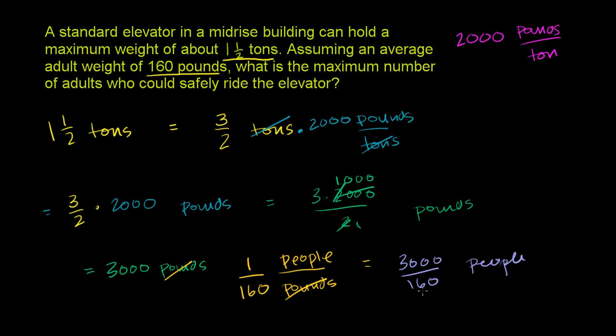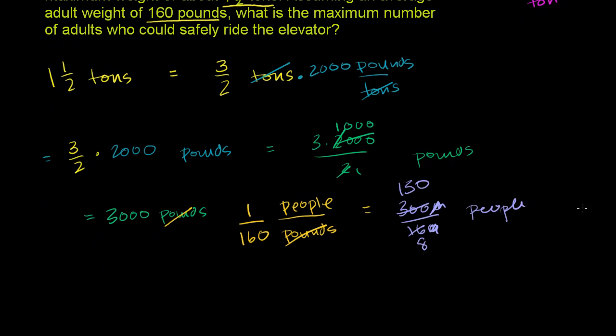Now, what is this? Well, we can divide the numerator and the denominator by 10. If we divide the numerator and the denominator by 10, this becomes 300 over 16. If we divide 300 by 2, this becomes 150. If we divide 16 by 2, this becomes 8. Now let's see, what can we do more here? Well, we can divide by 2 again. Let me rewrite it. So this is the same thing as 150 over 8 people. See, 150 we can divide by 2. This gives us 75. And if you take 8 divided by 2, that is 4. So we have 75 divided by 4 people.